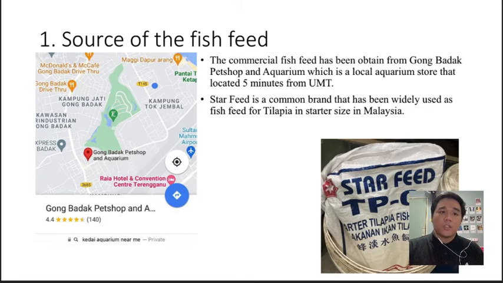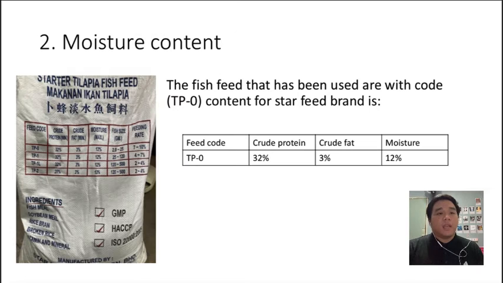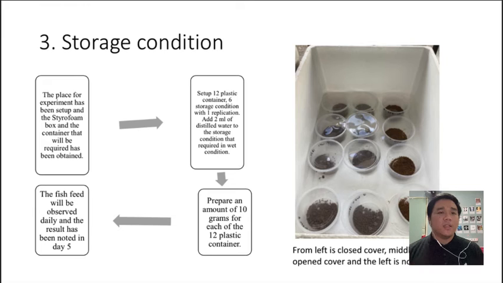First is the source of feed. I obtained the fish feed from a local pet store, Gong Badak pet shop and aquarium, which is located nearby UMT. The fish feed I used is the Star Feed brand, which is common in Malaysia. Next is the moisture content. The moisture content for this fish feed is 12%. Next is the storage condition.